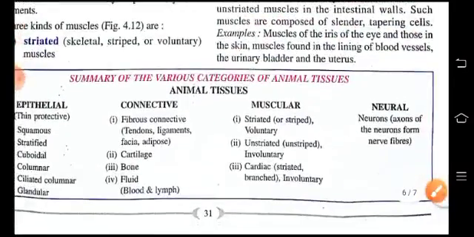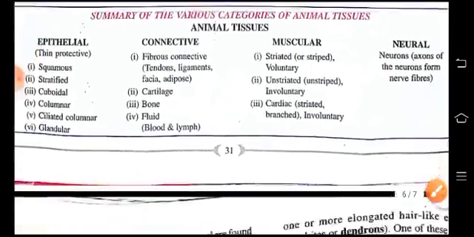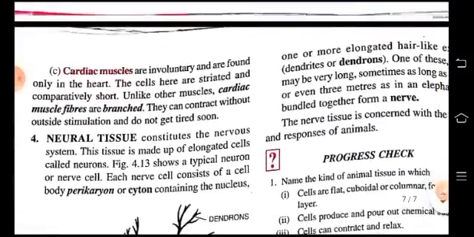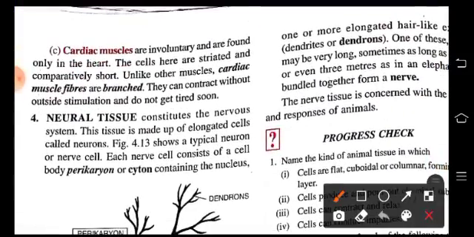So, here is a summary of the various categories of the animal tissue. Now, cardiac muscles are involuntary and they are found only in the heart.